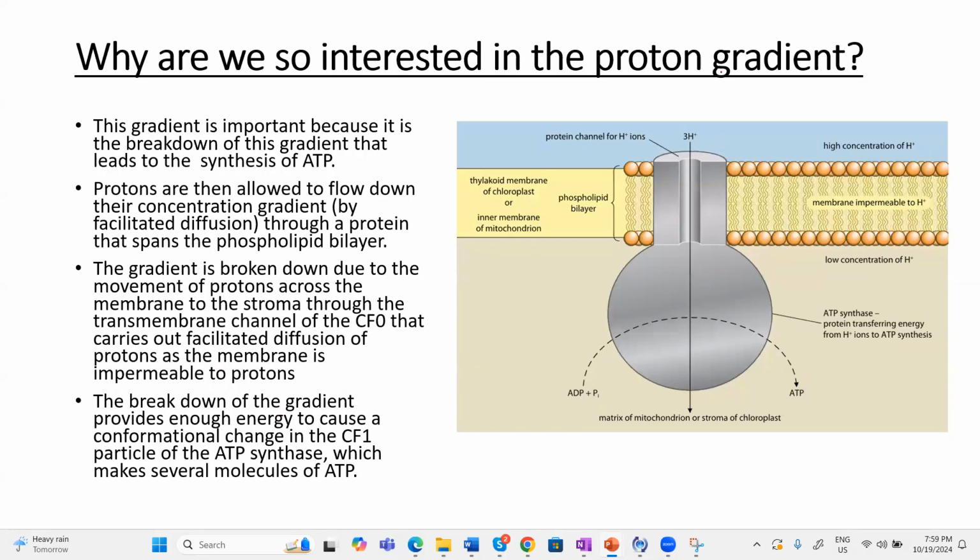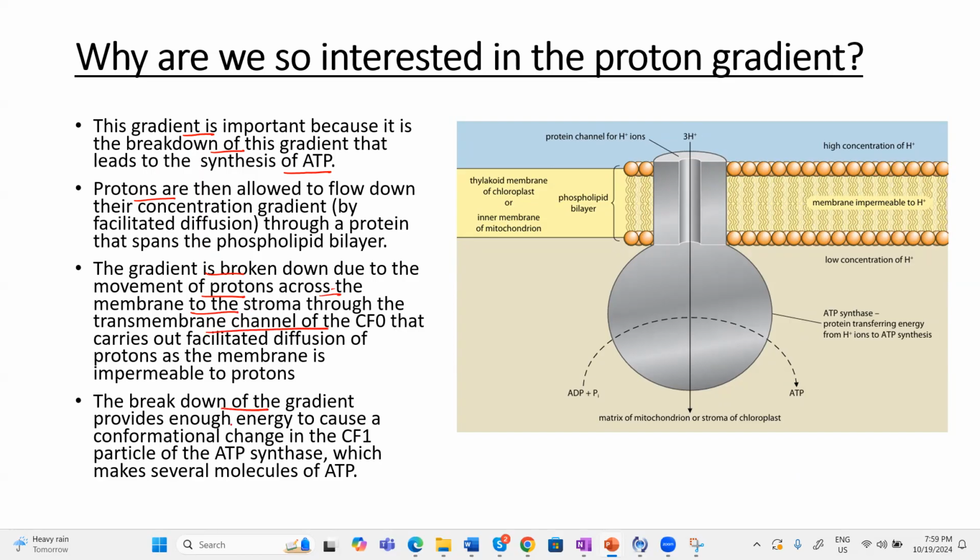Now, why are we interested in creating a proton gradient? This gradient is important because only when we break this gradient will ATP be formed. Protons are allowed to move along the gradient, but because they are charged particles, their diffusion is facilitated, and the protein helping in diffusion is CF0, CF1 in chloroplast and F0, F1 in mitochondria. So the gradient is broken down by the movement of protons across the membrane, and they come to the stroma through the transmembrane channel. Is it clear?